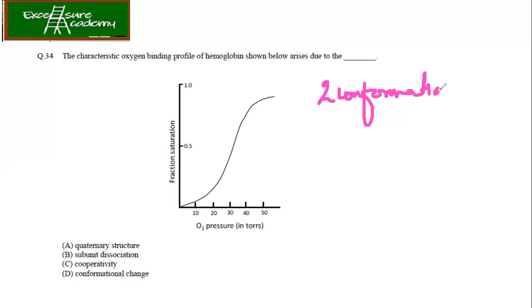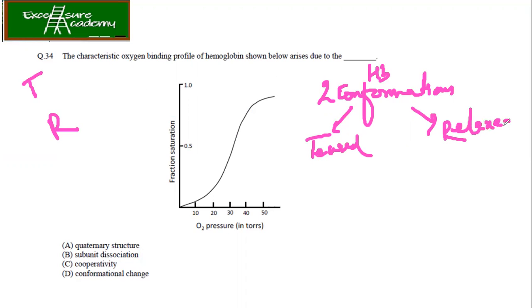If you remember your GLUT transporters, over there also we talked about open and close, or sometimes we mentioned that it is in the tense form or the relaxed form. In the same way, your hemoglobin is also having two conformations, that is the T form and the R form, tensed and relaxed. So oxygen binds with much higher affinity in the R state, and the T state is a conformation of deoxyhemoglobin.